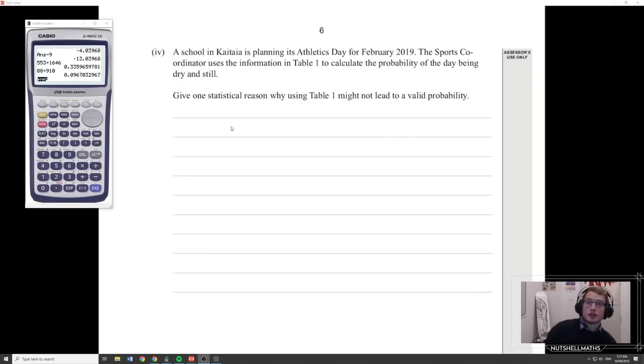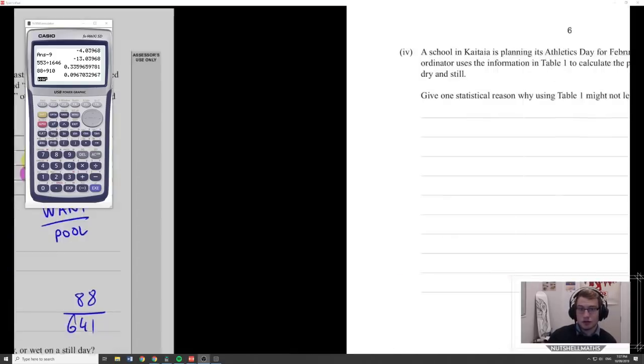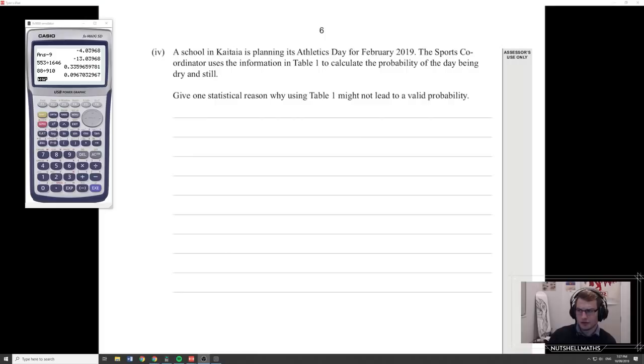Right. A school in Qatar is planning its athletics day, blah, blah, blah. So this is like another one of those weird, deep thinking questions. But it's not actually that deep. Think about this. When I read this question, I have to flick back. So you should do. You should too.